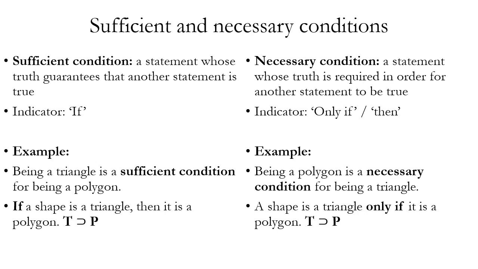So we can translate this by the same logical expression as before. When we have the expression T horseshoe P, we would say that being a triangle, or T, is a sufficient condition for being a polygon, and being a polygon, which is the consequent, is the necessary condition for being a triangle.